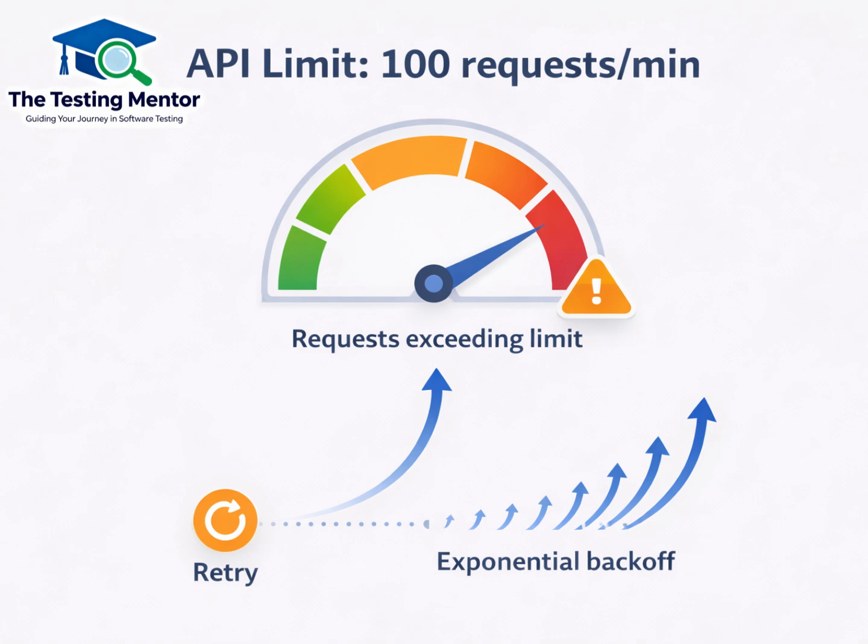Many third party APIs enforce rate limits. For example, 100 requests per minute. Your testing strategy should validate how the application behaves when the limit is exceeded, whether retry logic works correctly, whether exponential backoff is implemented. Ignoring rate limits can lead to production outages.